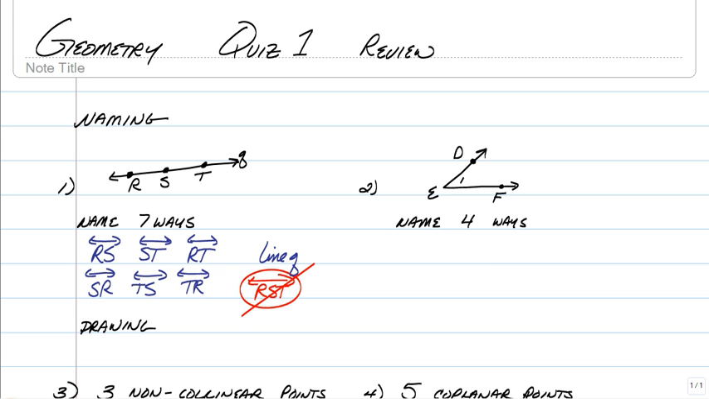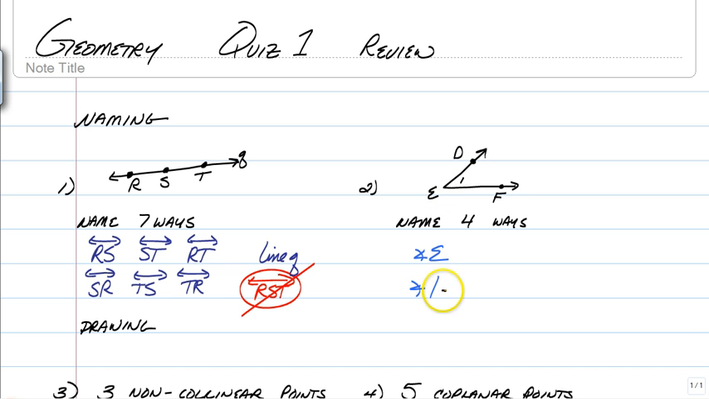Naming an angle 4 different ways. So the first one is just plain and simple angle E, but remember, you can only name an angle with 1 letter if it's by itself. If you had an angle that looked like that, or if you had an angle that looked like that, or if you had multiple angles, you would not be able to name it angle E. So angle E is only allowed if it's by itself.